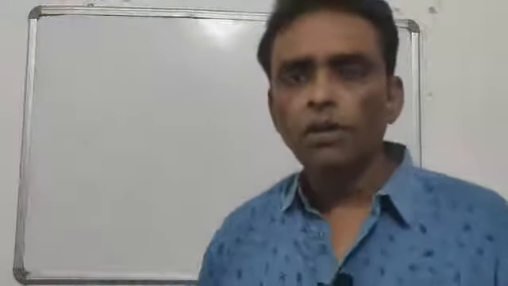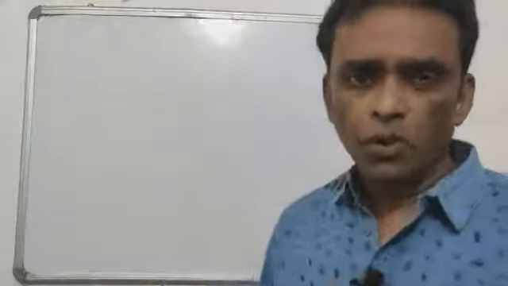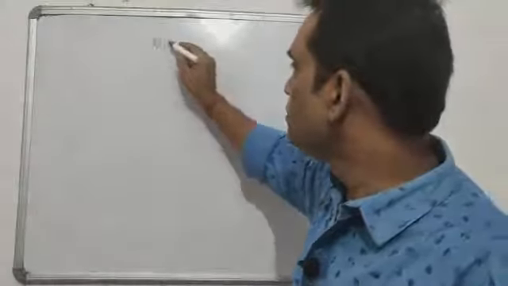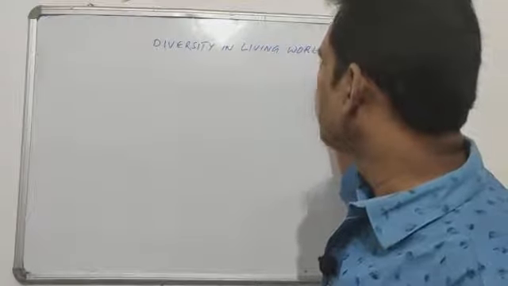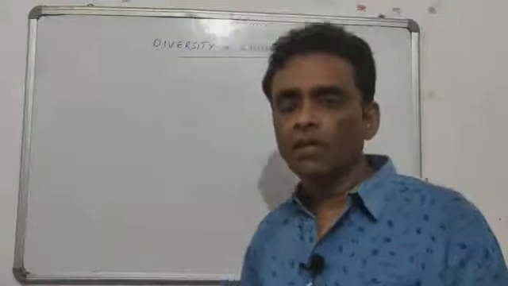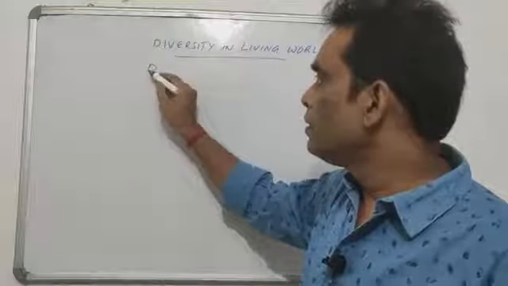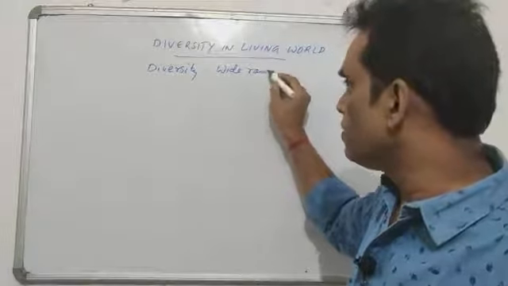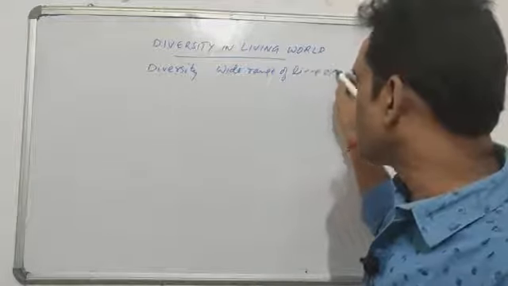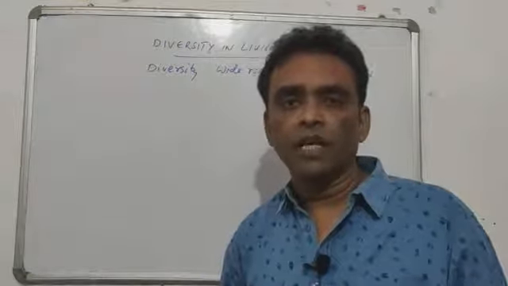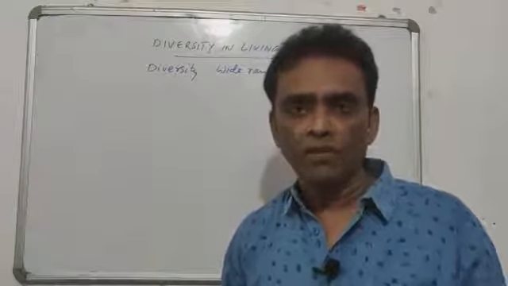So, dear students, today we will be discussing your chapter Diversity in Living World. First of all, you need to know what the term diversity means. Diversity directly means the wide range of living organisms. The huge variety of living organisms, plants as well as animals, present in this universe is called diversity.